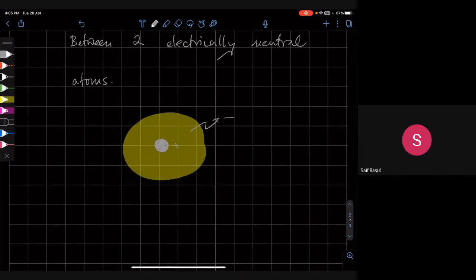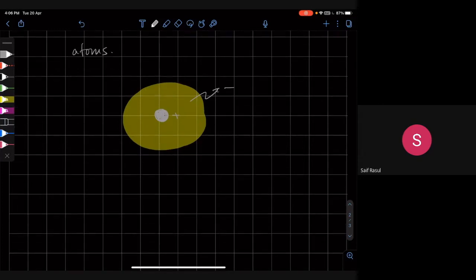And because the electrons are whizzing around, there will temporarily be a separation of charges, right? And because of the quantum fluctuation, there will be some time-dependent dipole moment. Okay.